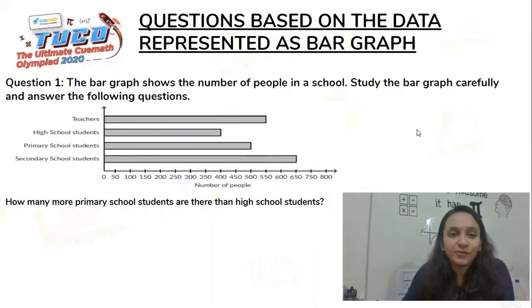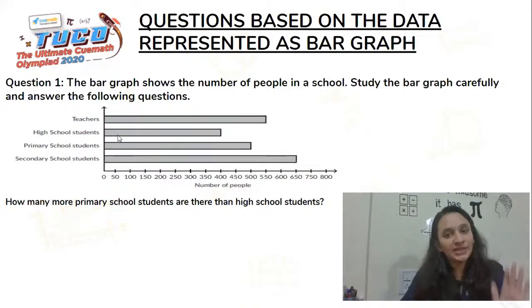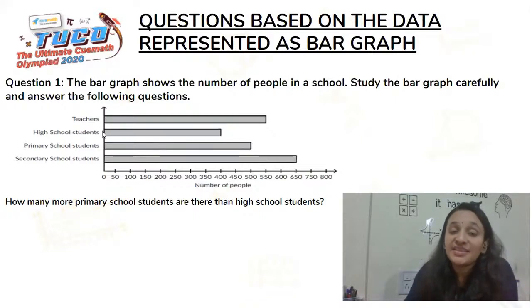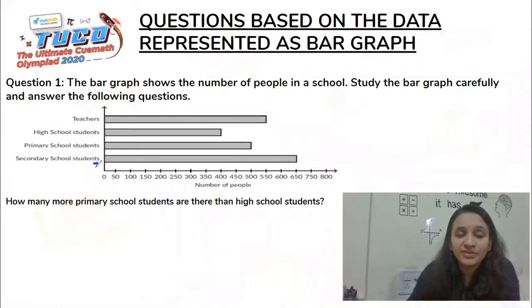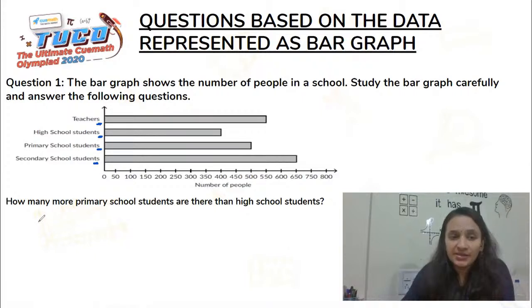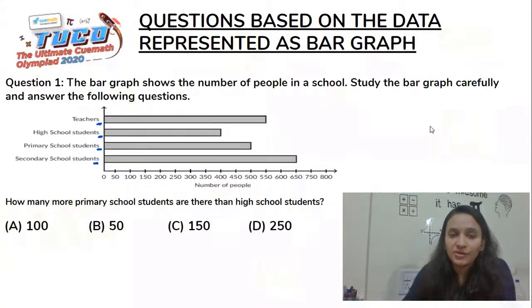So here we have our first question. We see, instead of vertical bars, we have horizontal bars. Each bar is representing something. Let's see what each bar is representing here. The bottommost is representing secondary school students, so the number of secondary school students. This one is representing primary school students, high school students, and then this is the teachers. Now the question here reads, how many more primary school students are there than high school students? So let's have the options first. These are our options. Now how would we solve it?